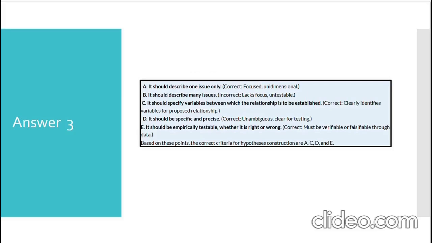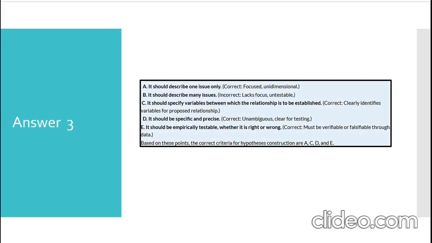Let us look at each of the options. A, it should describe one issue only is correct because it is focused and unidimensional. B, it should describe many issues is incorrect because it lacks focus and is untestable. Then C, it should specify variables between which relationship is to be established. That is correct because it clearly identifies variables for the proposed relationship. D, it should be specific and precise is correct, because it should be unambiguous and clear for testing. It should be empirically testable whether it is right or wrong. Correct. It must be verifiable or falsifiable through data. Based on these points, the correct criteria is A, C, D and E.